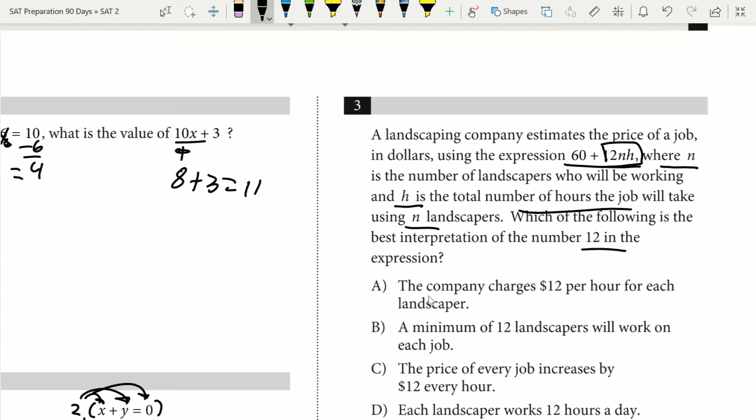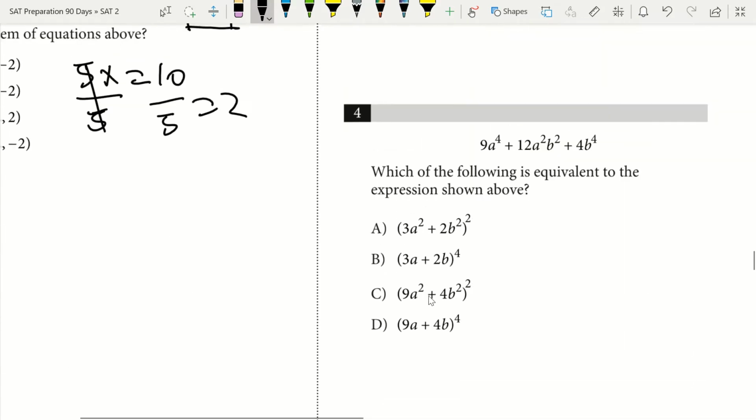Okay, that 12 is getting multiplied by our number of landscapers and the number of hours. So then that 12 must be the cost per hour per landscaper. So that's answer choice A for number 3. Okay, now we can go ahead and move on to question 4. Oh, question 4 is right here.